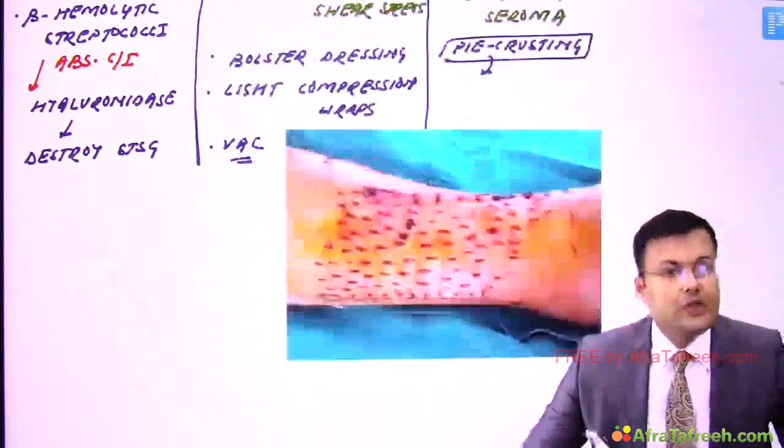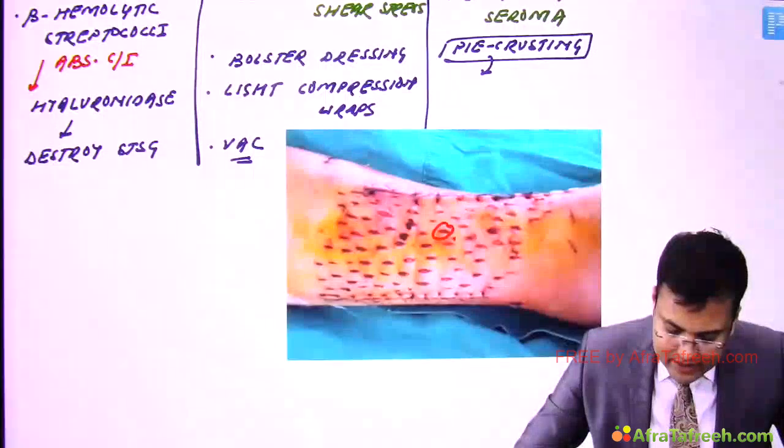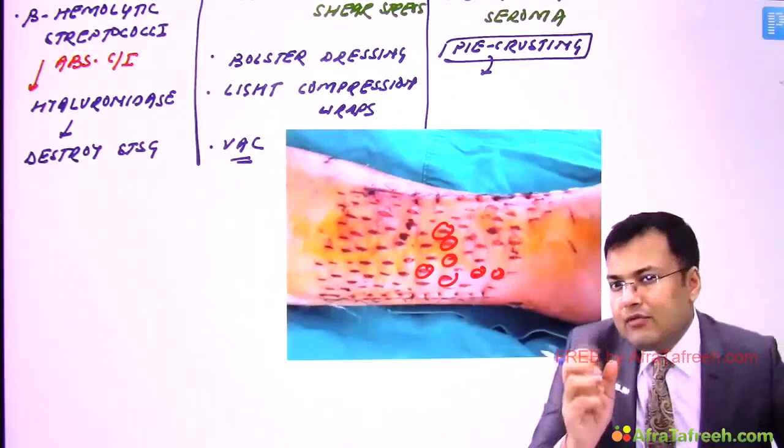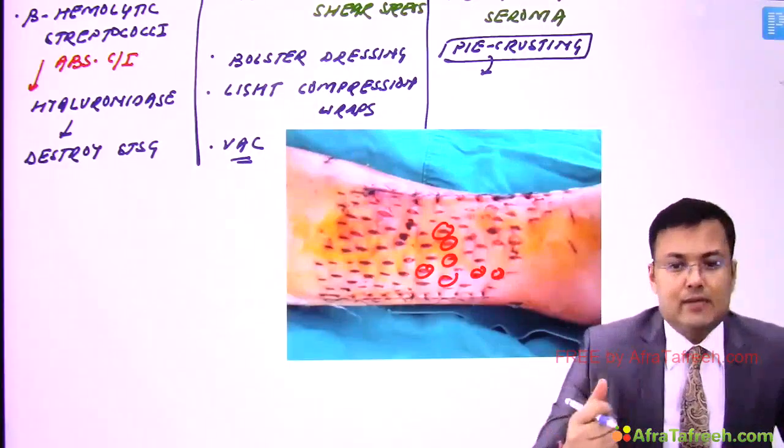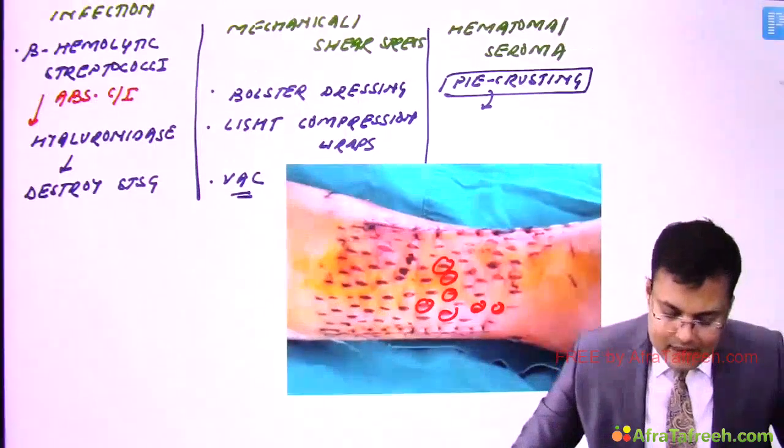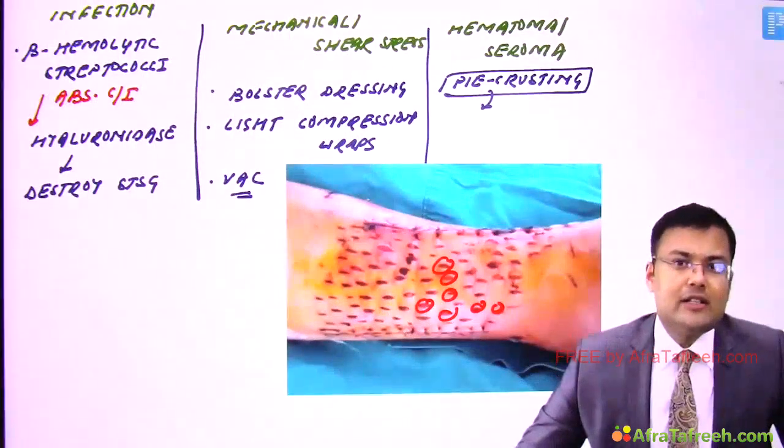See how it looks. In this image you can see the multiple stab incisions given in the skin graft, so that whatever blood and fluid is collected beneath the graft can come out. So by pie crusting we can prevent hematoma or seroma formation.